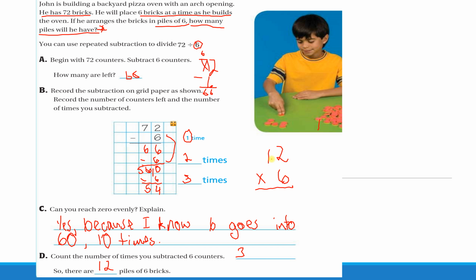I can break this up using mental math. 6 times 10 is 60. 6 times 2 is 12, which gives me 72 when I add those two partial products up. So yes, 12 piles of 6 bricks checks out.